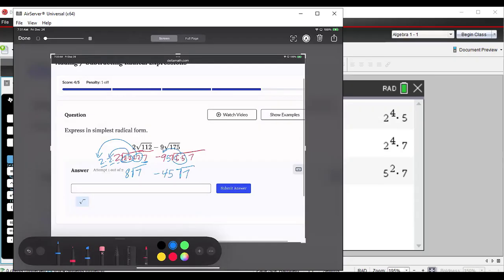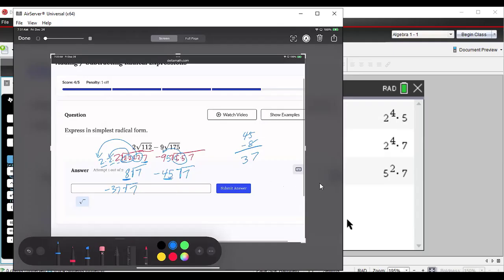So now what I have is the coefficient is 8. The coefficient here is a -45. When I do 8 minus 45, what is it? It's -37. So this is going to be a -37 square root of 7. All right, that's it. That's what we're doing.